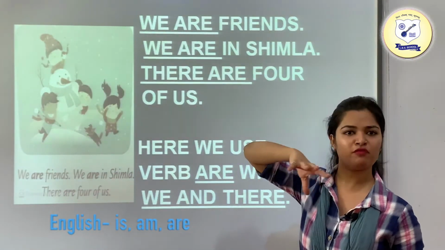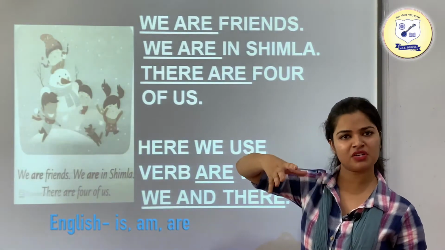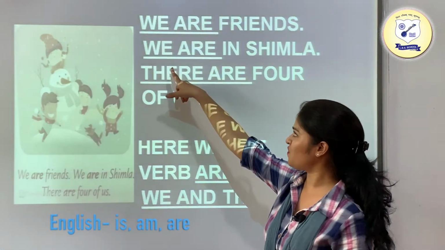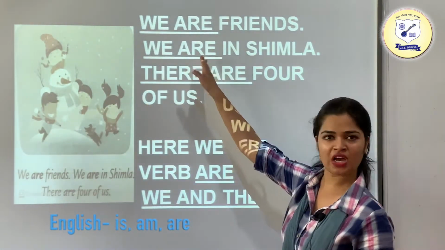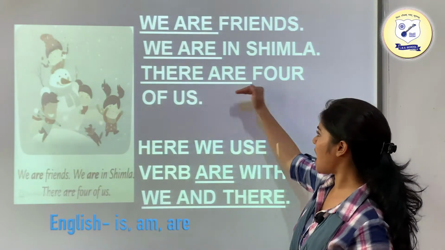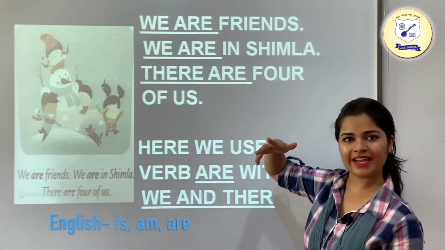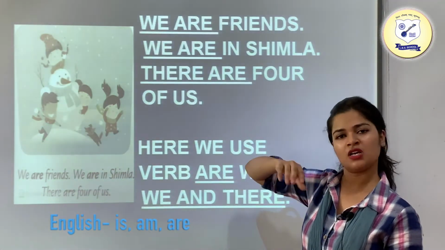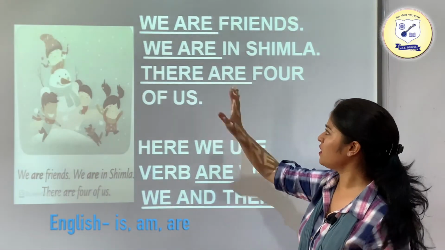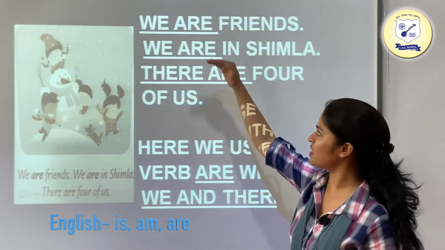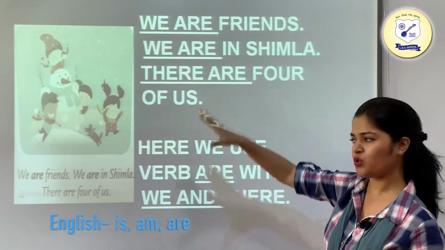We means a group of people. If we are talking about more than one person, then we will use we. So this we is again your pronoun with which we are going to use are. There are 4 of us. This 4 is indicating that we are talking about more than one person, so it is going to be plural. So we will use are with it. So these are a few pronouns with which we are going to use are.